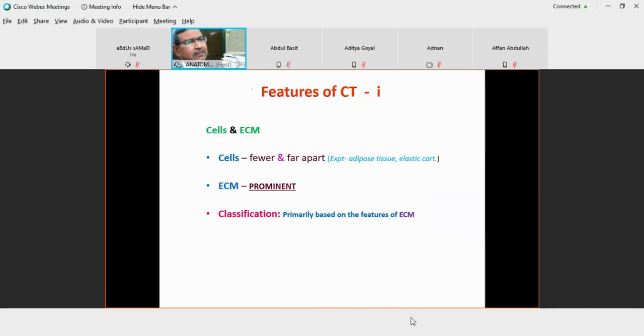Now, features of the connective tissue. There are cells and there is extracellular matrix. For example, if you look at epithelial tissue, you classify it based on the cells: what is their shape, how they are oriented, how many layers are there. But not here. Here you focus mainly on the extracellular substance. So now look at the composition of the connective tissue. It has the cells and the matrix. Cells are few and far apart. Second, the extracellular matrix is prominent, and this is the basis of classification of connective tissue.